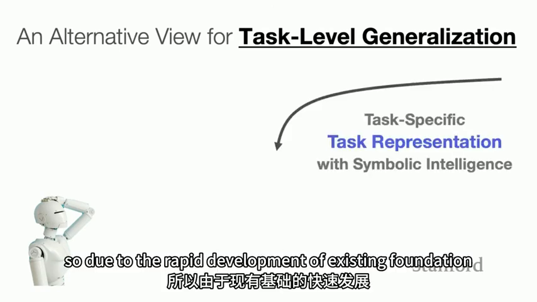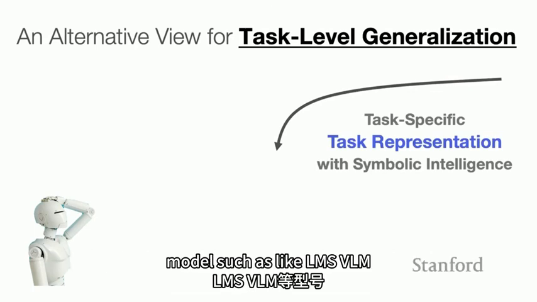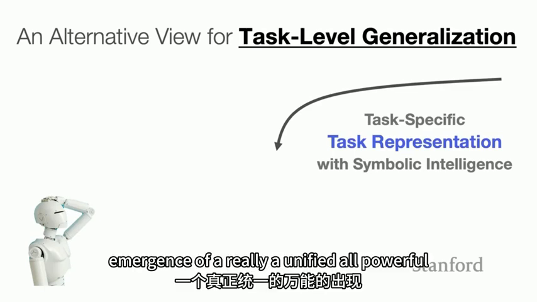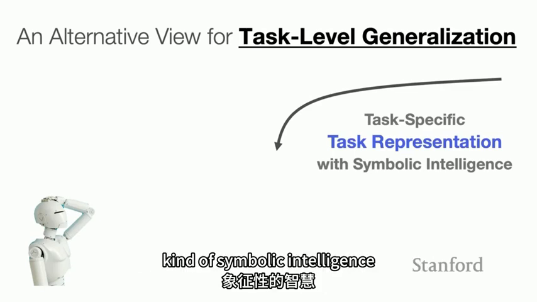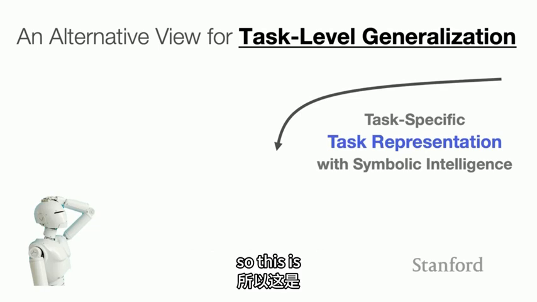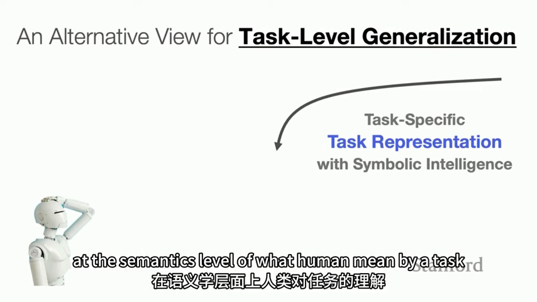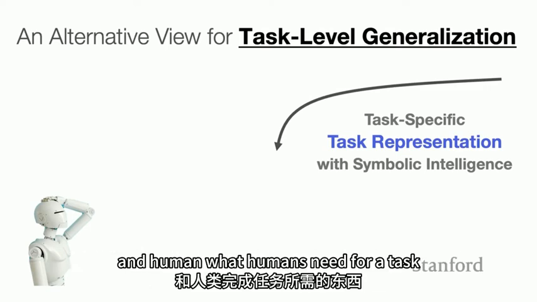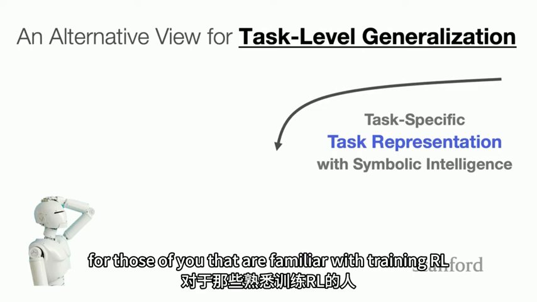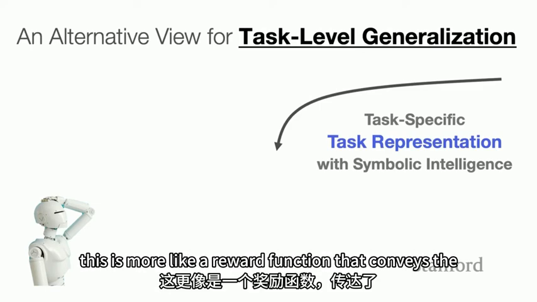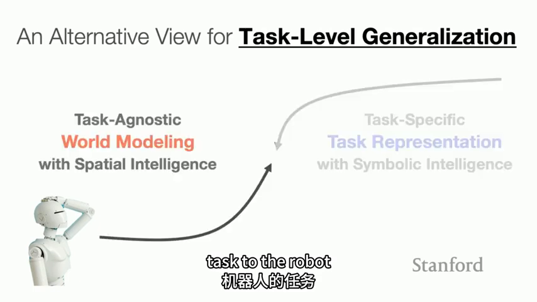Due to the rapid development of existing foundation models, such as LLMs or VLMs, we have seen the emergence of a unified, all-powerful symbolic intelligence. This is the intelligence that understands all of the nuances at the semantics level of what humans mean by a task and what humans need for a task. Intuitively, for those of you who are familiar with training RL agents in simulation and the MDP formulation, this is more like a reward function that conveys the task to the robot.